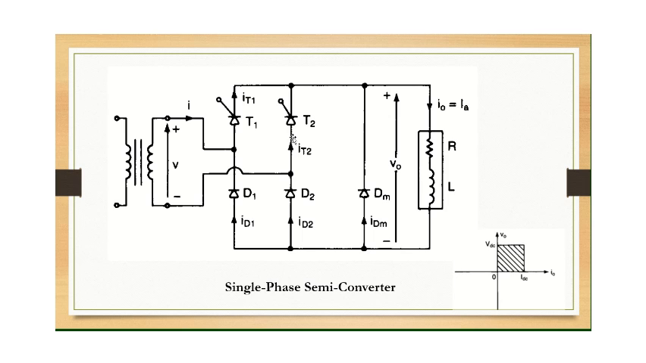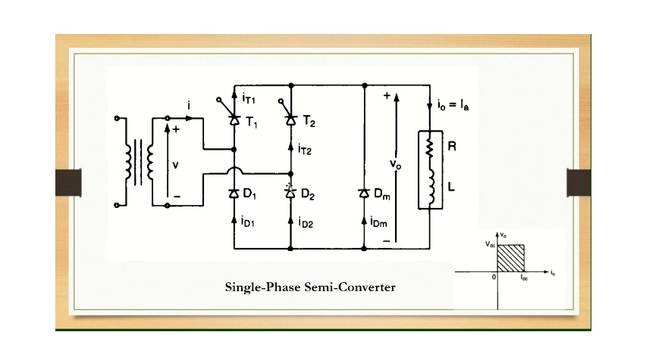Okay, so in the negative cycle of the input, when you give a triggering signal to T2, the thyristor 2, it will conduct in the next half cycle. Say you have triggered T2 at pi plus alpha. So from pi plus alpha, the path for the current to flow will be T2, load, and D1. Okay, this will be the path.